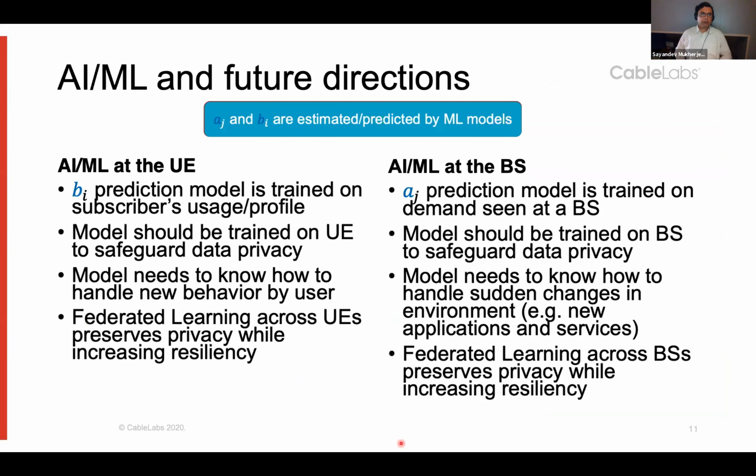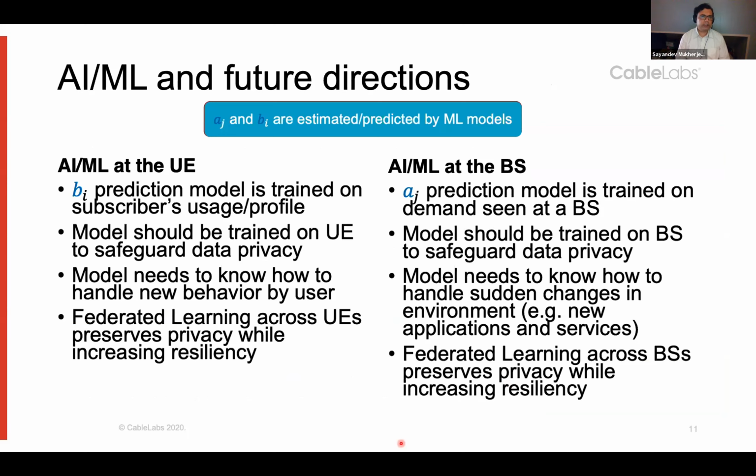So I had promised to discuss the role of AI and ML in this scenario, and they have a very important role to play. Like I said, we have these parameters B and A, and we said that they should be estimated or predicted using machine learning.